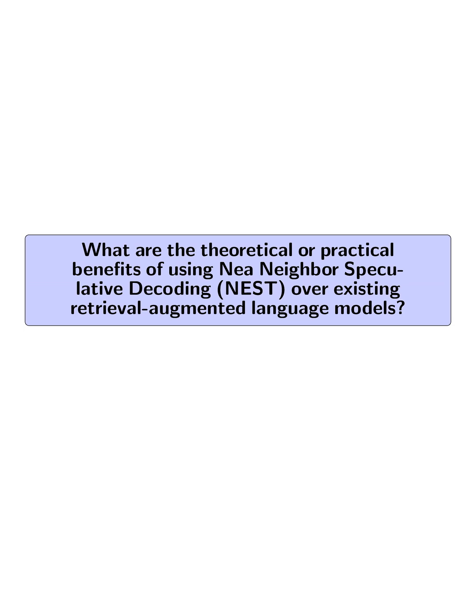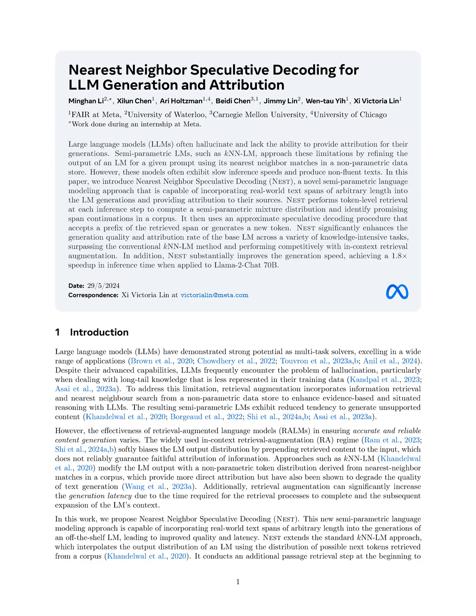What are the theoretical or practical benefits of using NEST over existing retrieval augmented language models? The benefits include improved quality and latency in content generation tasks. NEST extends the standard kNN-LM approach by incorporating real-world text spans of arbitrary length into the generations of a pre-trained language model, leading to enhanced performance in various free-form generation tasks such as question answering, text completion, and factuality-aware generation.